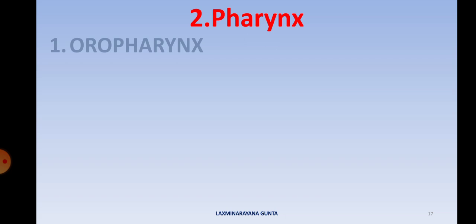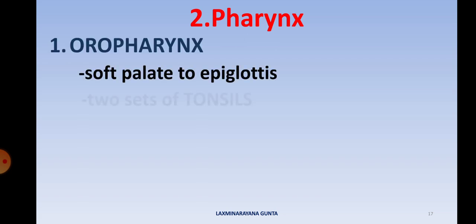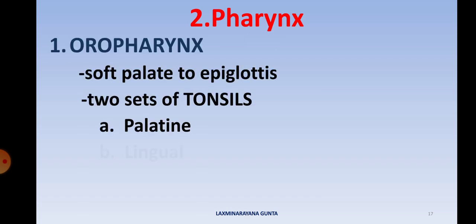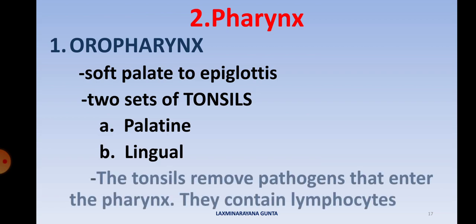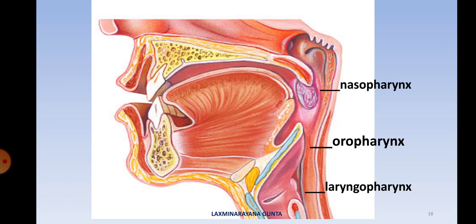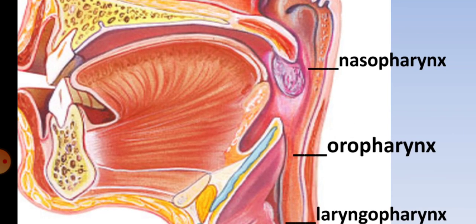And this pharynx is divided into oropharynx. This oropharynx has two sets of tonsils, the palatine tonsils and the lingual tonsils. These tonsils remove the pathogens that enter the pharynx. These are the structures. Clearly see these structures.